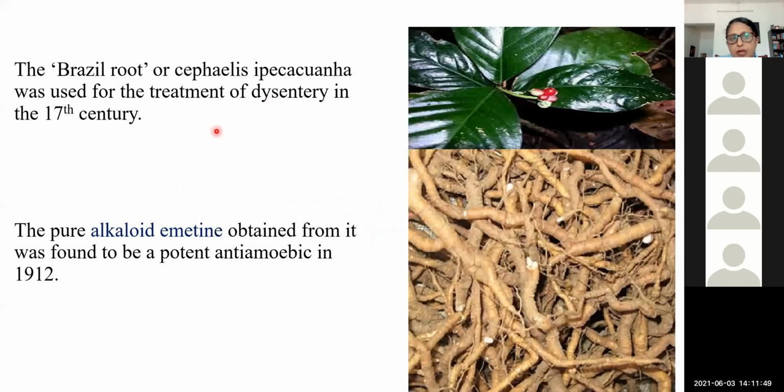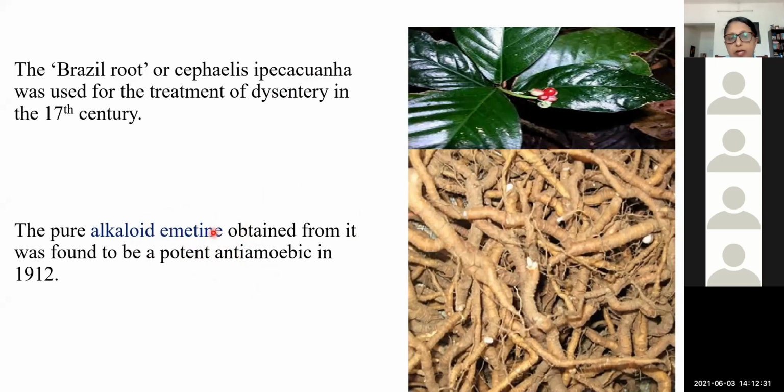There is a plant called Brazil root, Cephaelis ipecacuanha. From this root a drug called emetine was obtained, and that was used till 1960. It was taken as the anti-amoebic drug, but later on new, safer and less toxic drugs were developed. So now emetine is still there, but it is not used routinely. It is rarely used, only in conditions where patients are not sensitive to other drugs, because it is highly emetogenic.